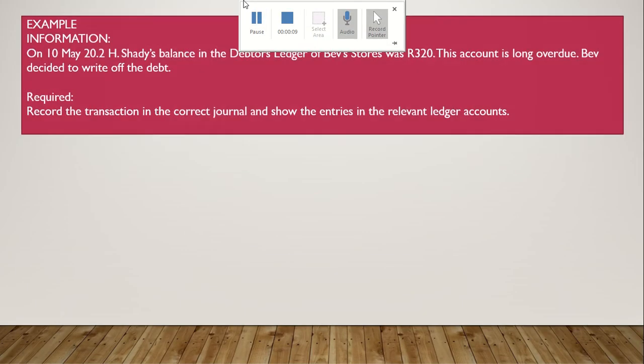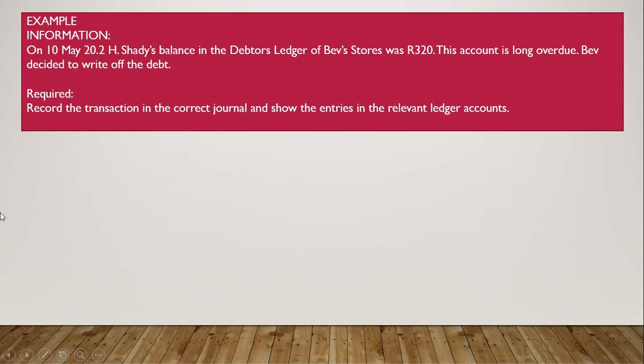All right, guys, this is our example. They said here that on May the 10th, 20.2, H Shady's balance in the debtors ledger of Bev's stores was 320, meaning that H Shady owes us 320 rand. This account is long overdue.